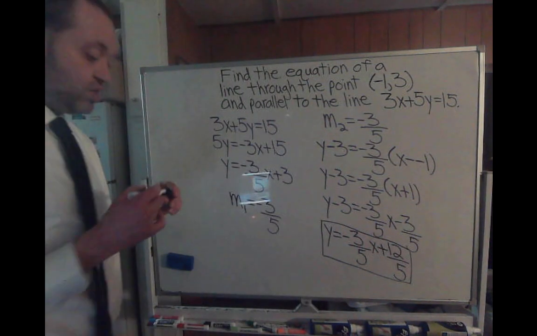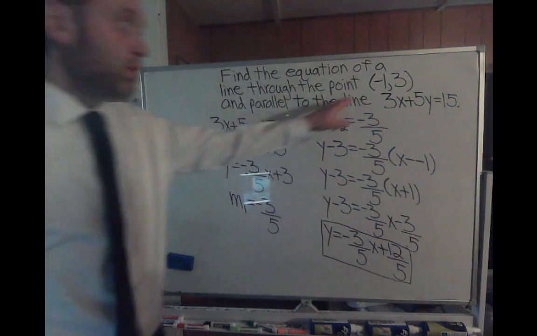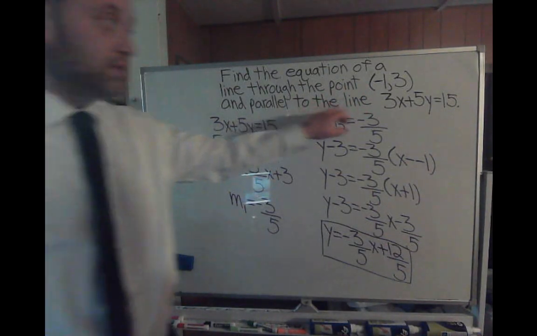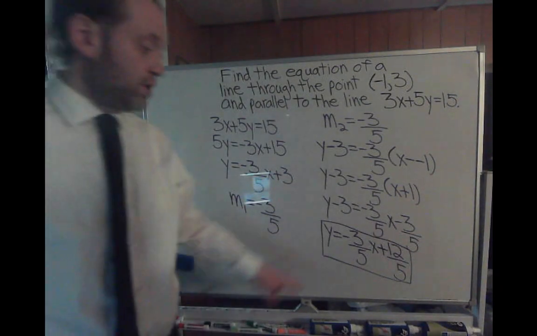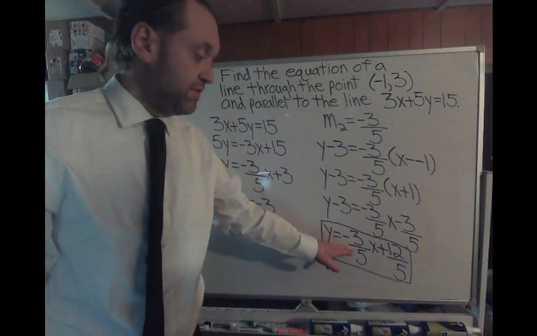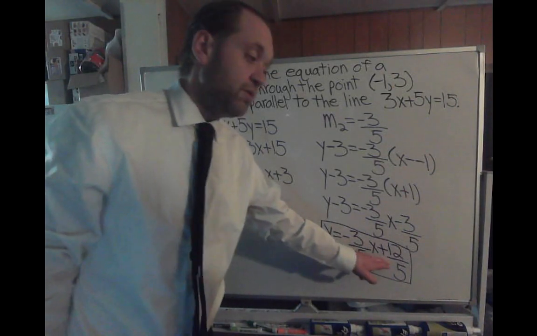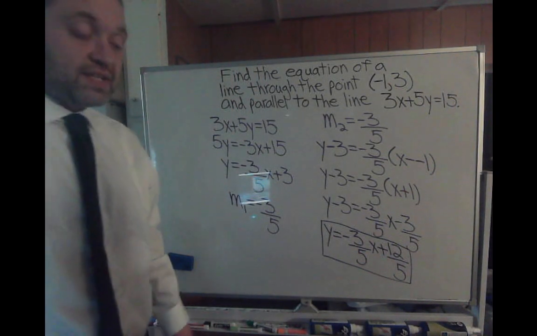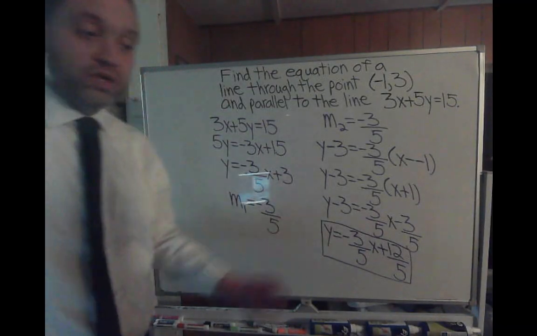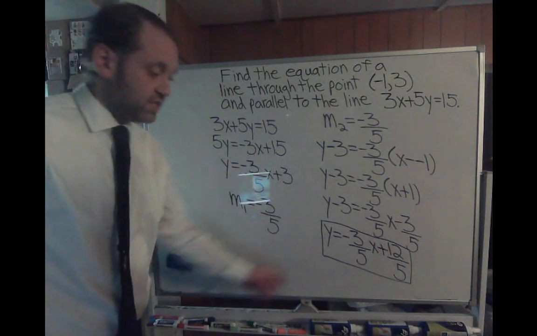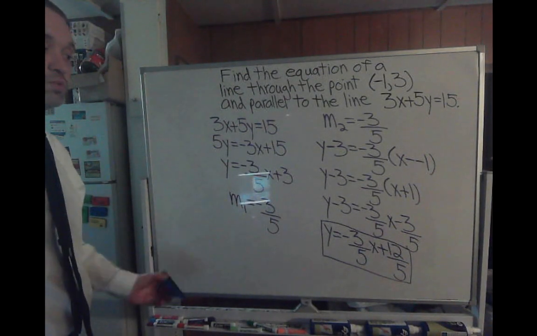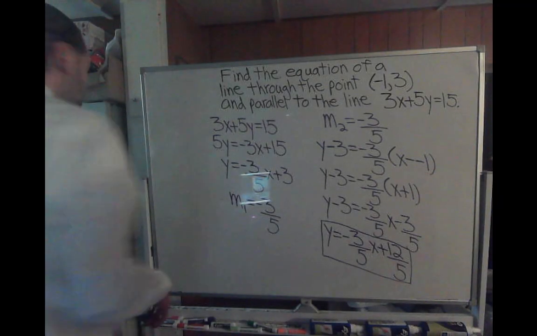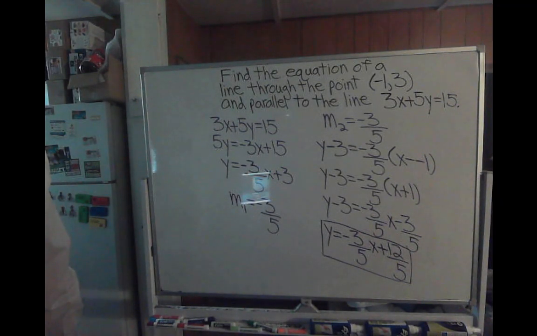So the equation of the line passing through the point negative 1, 3 and parallel to the line 3x plus 5y equals 15 will give you y equals negative 3/5 x plus 12/5. And if you were asked to convert this into standard form, you could do that, or you could just leave it in slope-intercept form. Either way, depends on what your teacher wants. Follow what they say.